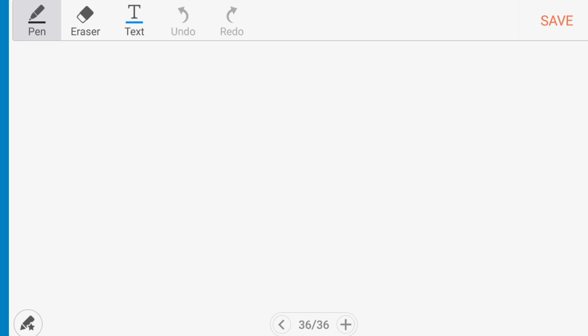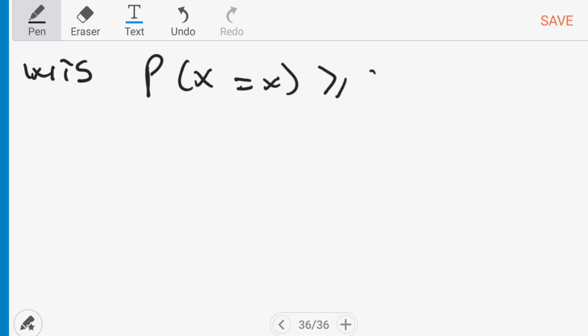Now let's start with the first one. So we want to show that P of x is greater or equal to 0 for all values of x. Now to do this, we are going to employ what we call the Maclaurin series. Okay. So now let's look at the Maclaurin series.